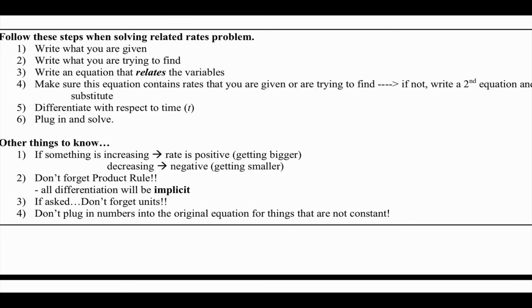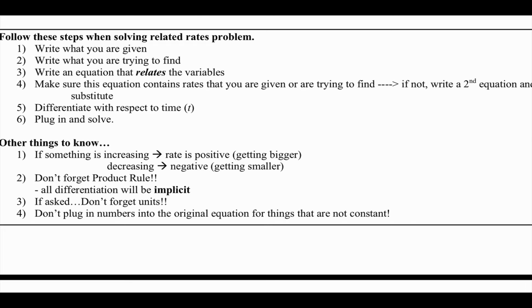Number 4, I don't think we're going to do today. We're going to skip that step for today because the ones we have today, we don't use step 4. The ones we do tomorrow, we'll use step 4. Step 4 says make sure this equation contains rates that you are given or are trying to find. If not, you can use a second equation. We won't have to do that today.